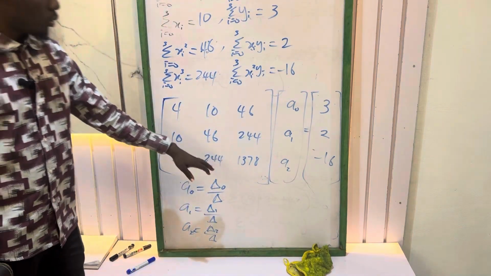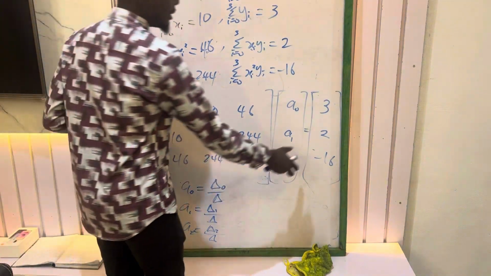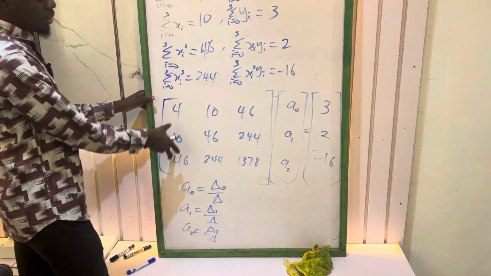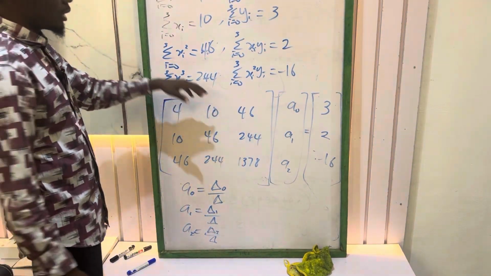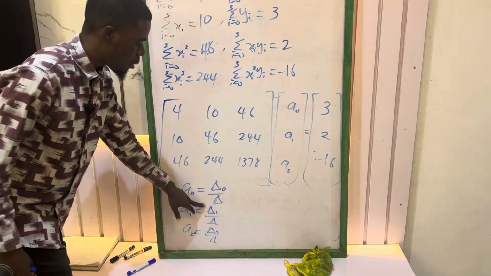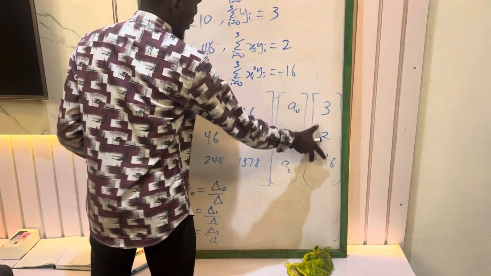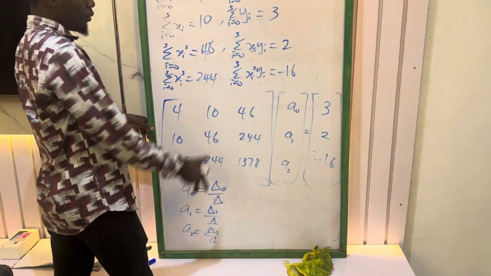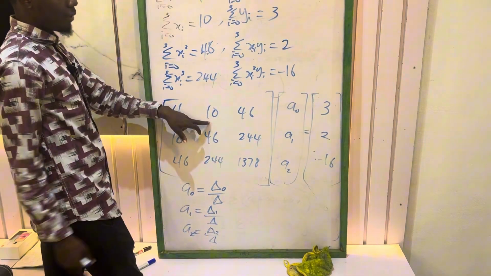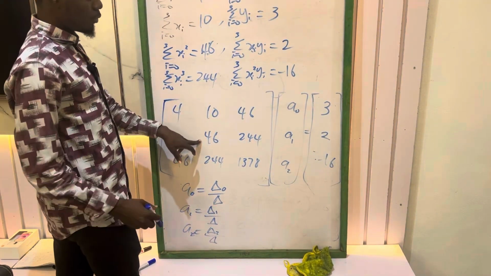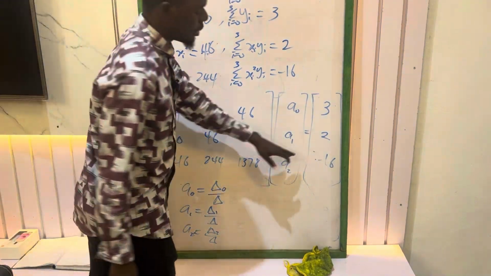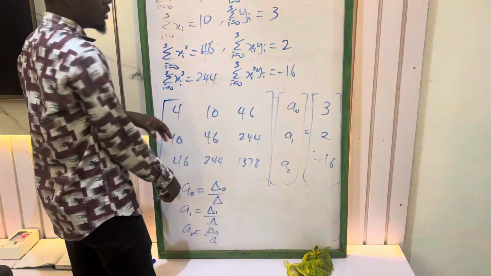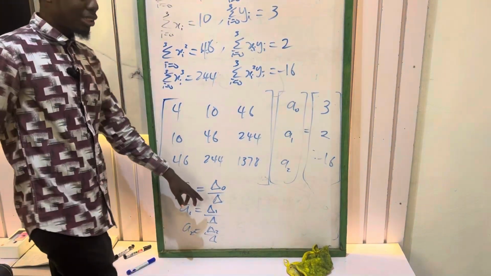To get our delta naught now, we're going to take this term and put it in this slot, then find the determinant of this entire expression again. We're going to get our delta naught. To get our delta 1, we're going to take this term here, then substitute it for the term that we have here. So instead of having 10, you're going to have 3. Instead of having 46, we have 2. Instead of having 244, we're going to have minus 16. Then get the determinant of this particular matrix again. That gives us our delta 1.